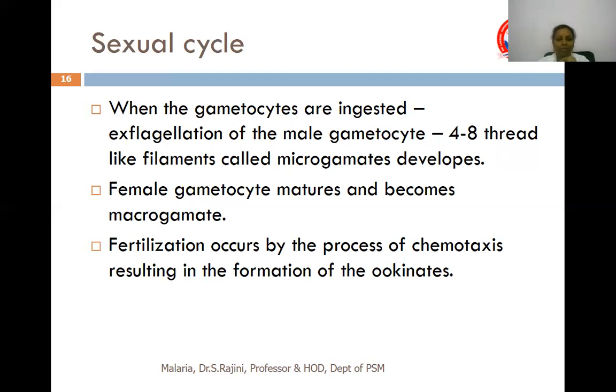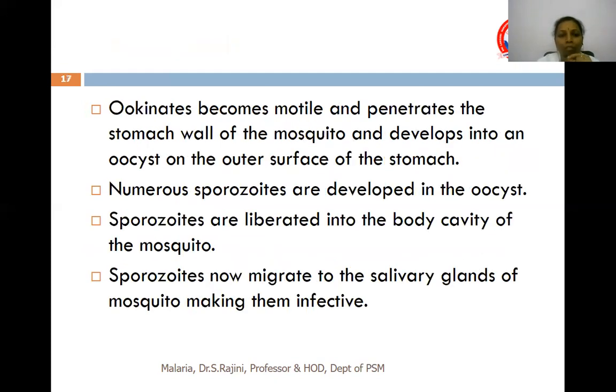The female gametocyte matures and becomes a macrogamete, and fertilization occurs by the process of chemotaxis, resulting in the formation of ookinetes. So all these are happening in the mosquito. So this is called the sexual cycle. The ookinetes now become motile and penetrate the stomach wall of the mosquito and develop into an oocyst on the outer surface of the stomach.